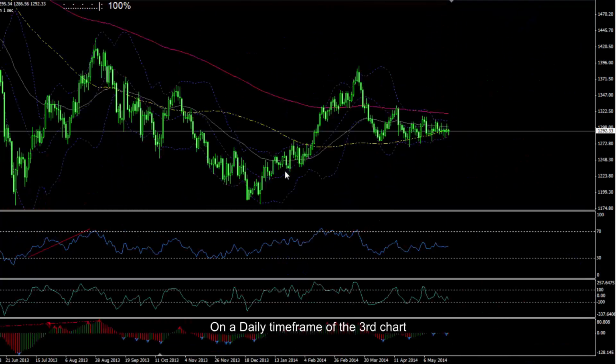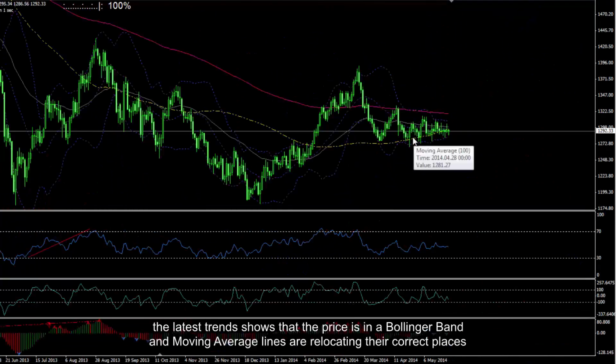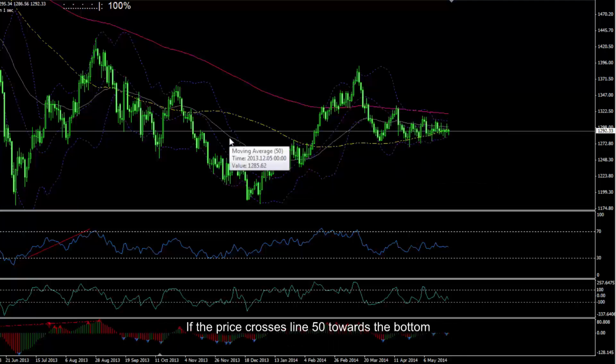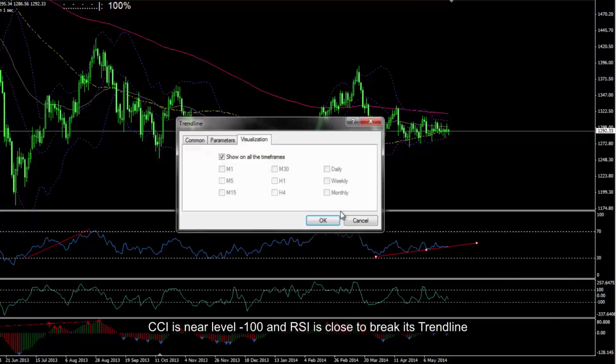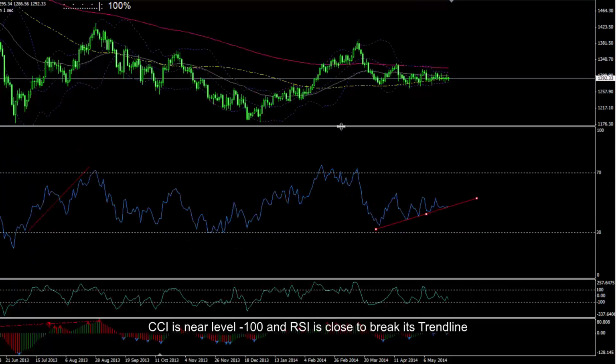On a daily time frame of the third chart, the latest trend shows that the price is in a Bollinger Band and the moving averages lines are relocating to their correct places. If the price crosses line 50 towards the bottom and line 50 falls lower than line 100, then a bearish trend can continue towards the bottom. CCI is near level minus 100 and RSI is close to breaking its trend line.